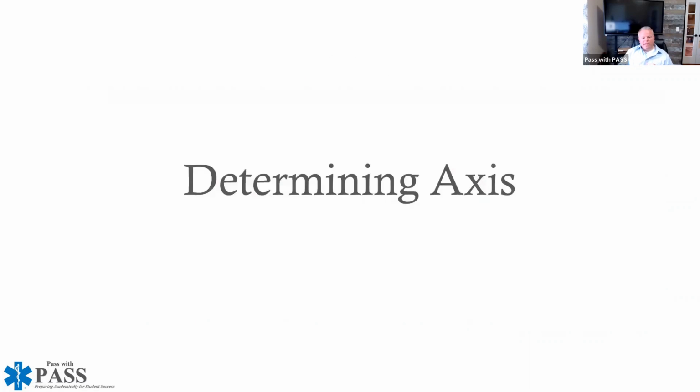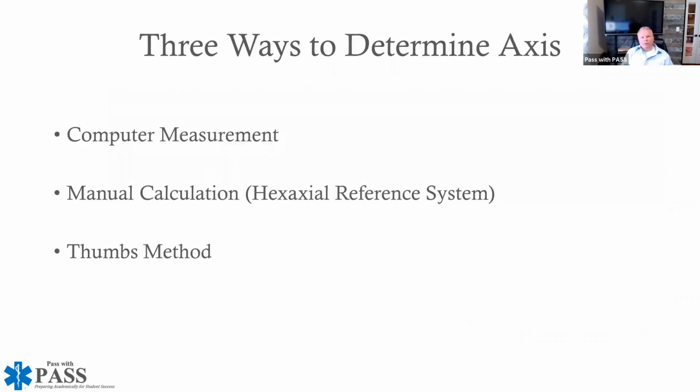All right, so determining axis. There's basically 3 ways to determine it. You can either look at the computer measurement, we can do a manual calculation using the hexaxial reference system, or you can simply use your thumbs.